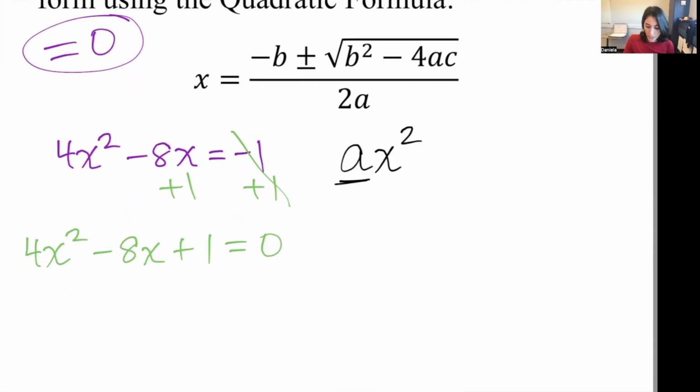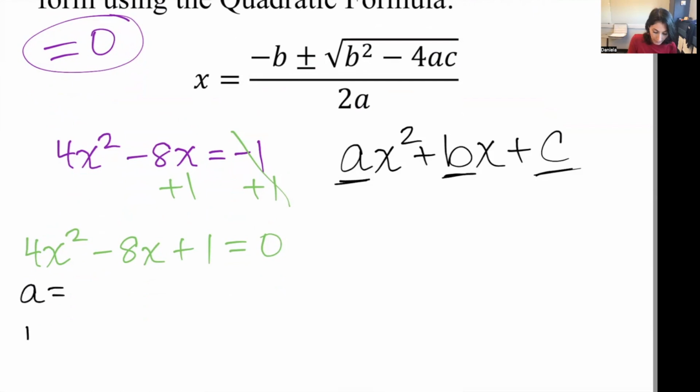A is always the coefficient of the x squared term. B is always the coefficient of the x. And C is called the constant, meaning it does not have an x attached to it. So again, I would recommend, I at least have my students just make sure you can get credit just by identifying A, B, and C. Literally.